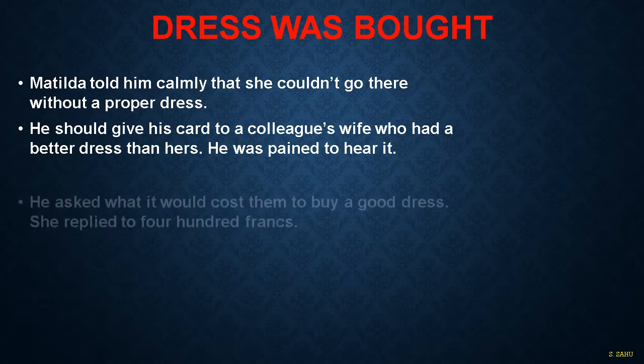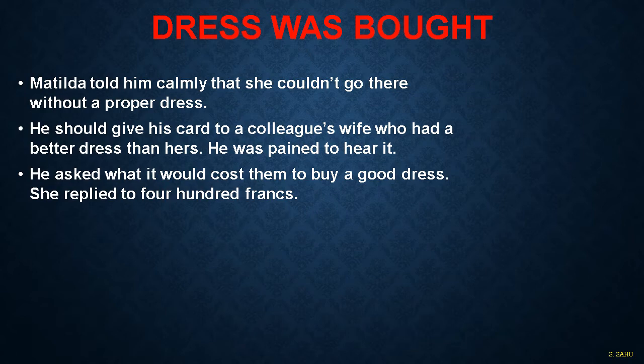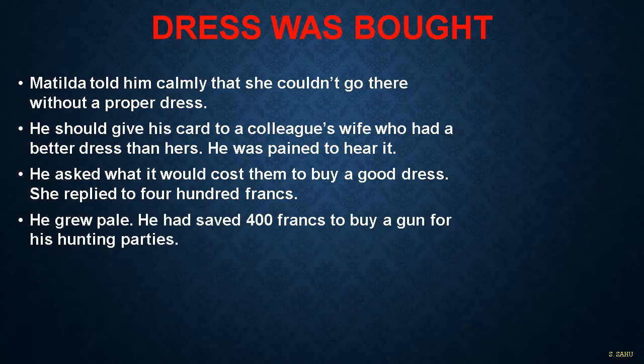He asked what it would cost them to buy a good dress. She replied 400 francs. So Mr. Loisel told her that she could buy a new dress. He had saved 400 francs to buy a gun to join some hunting parties. He said that he would give that money to her for buying a new dress. So at first, when she told him that it would need nearly 400 francs to buy such a party wear dress, he got nervous.